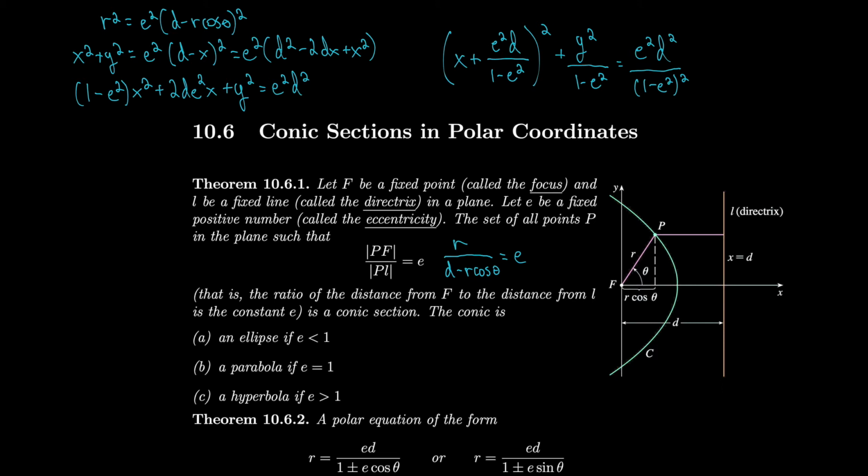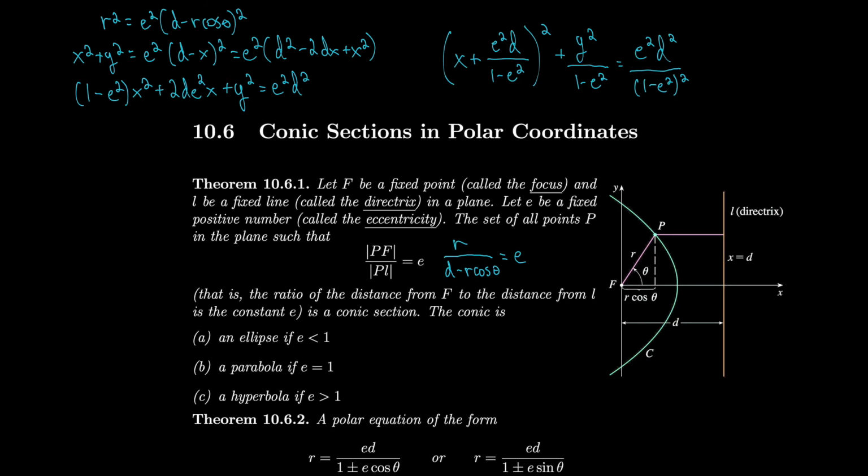So if you just pretend that you can actually make sense of all of these weird constants e and d and e squared d and all that, then this is just x plus some constant squared, plus y squared over some constant equals some constant. So what you can do is divide the entire equation by the constant on the right side, and then it'll equal 1. So you'll have x plus something squared over something plus y squared over something equals 1, which is definitely a conic section, assuming that e is not 1, of course.